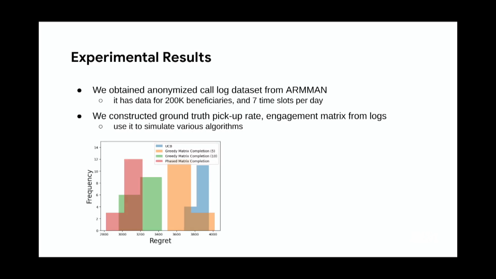Okay, so here is how the regret looks for various algorithms. This is UCB. It has a relatively high regret. This red is the phased matrix completion, which relies on phased elimination, which gets almost a 20% reduction in regret. Ignore the greedy for now. Greedy is where I said phased elimination with phase length 1. It also has better regret, but it's somewhere in between these two algorithms.